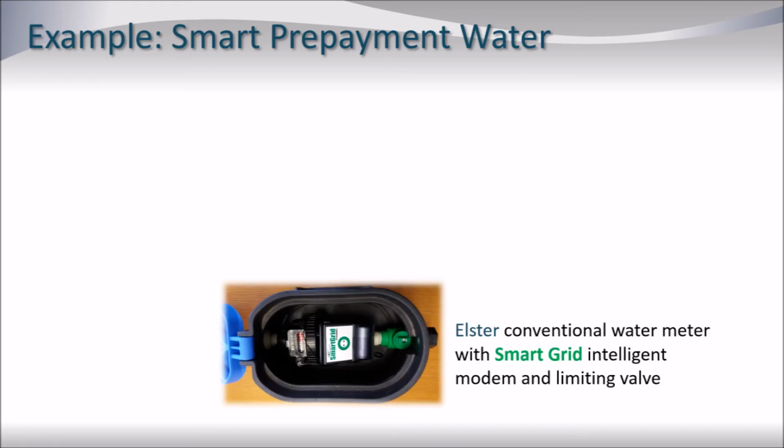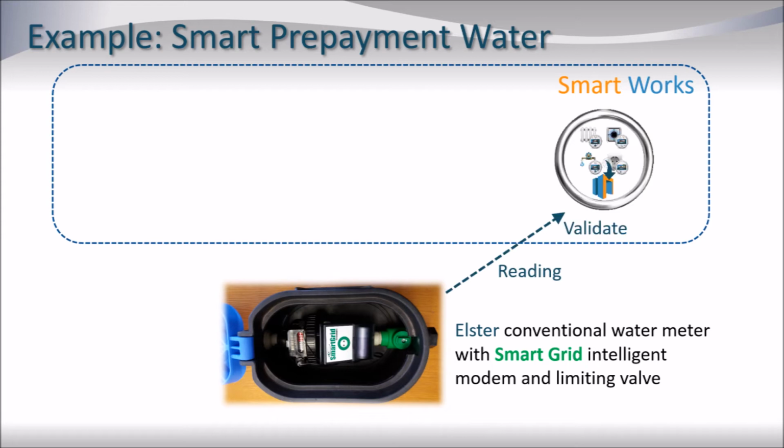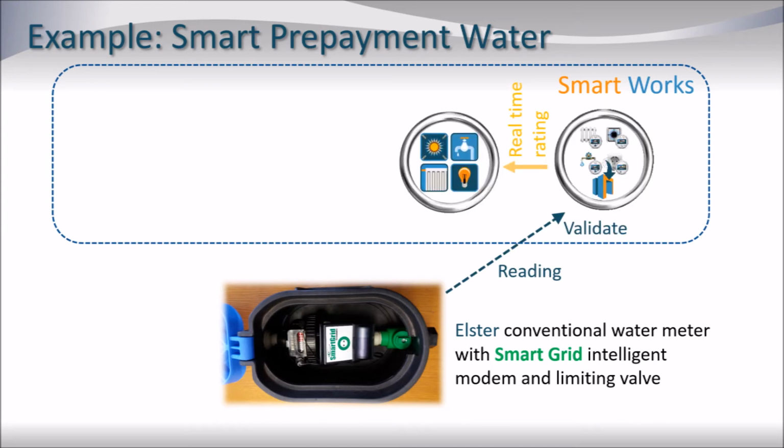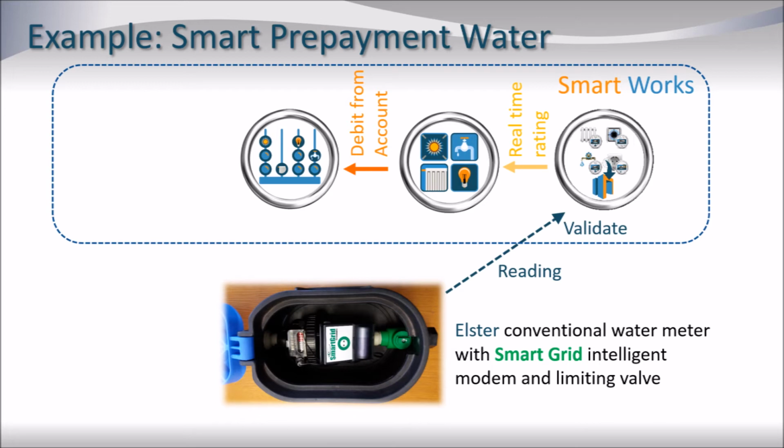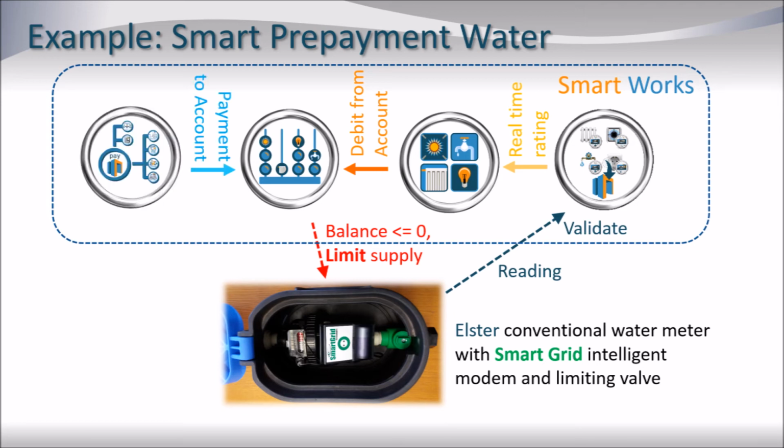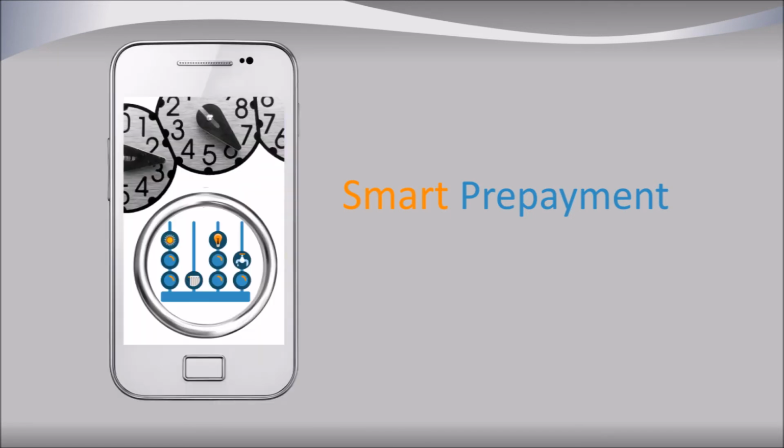And here's a real-life practical example of smart prepayment for water. An Elster conventional water meter with the smart grid intelligent modem and limiting valve is used to send readings to the SmartWorks system, which again validates those readings, rates them in real time, and debits their cost from the account manager. However, in this case, if the balance is less than or equal to zero, instead of disconnecting the water completely, the limiting valve can be used to limit the supply of water. If the consumer tops up their account via the payment gateway, this will again use the valve to increase the supply. So there you have it, smart prepayment.